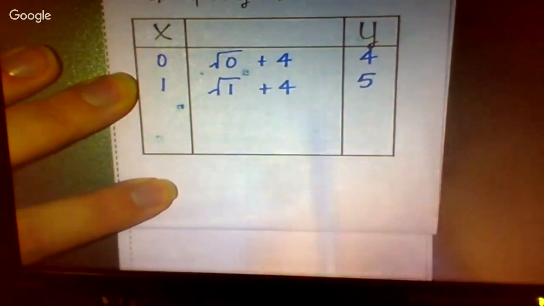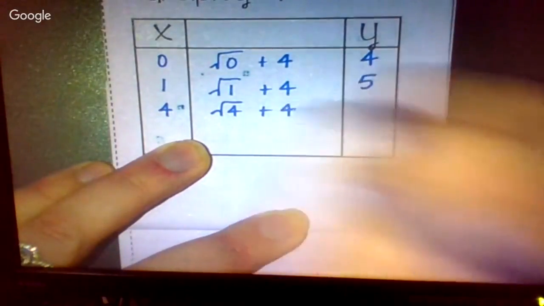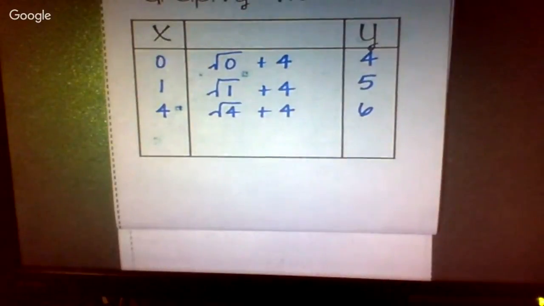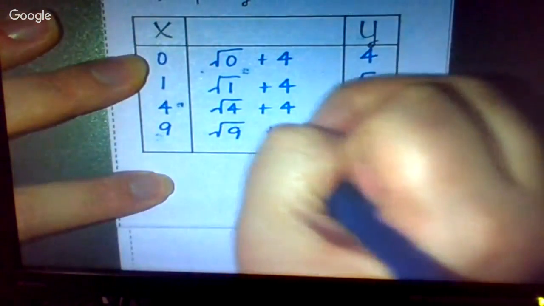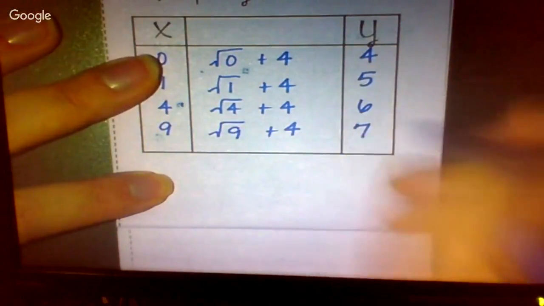2. We plugged in 4. Remember, we're trying to pick numbers that are going to give us evens. So the square root of 4 plus 4. 6. Okay. Then we're going to go to 9. So the square root of 9 plus 4 gives me 7.